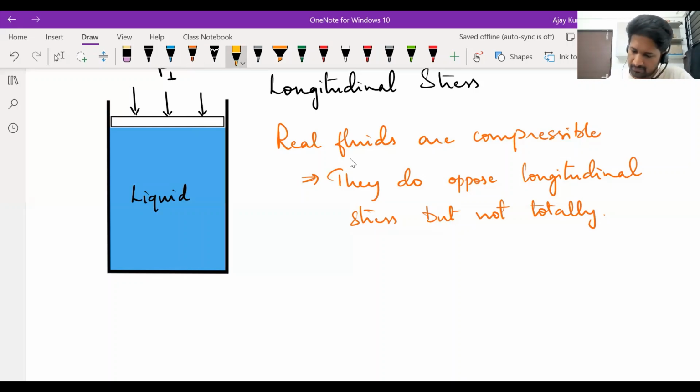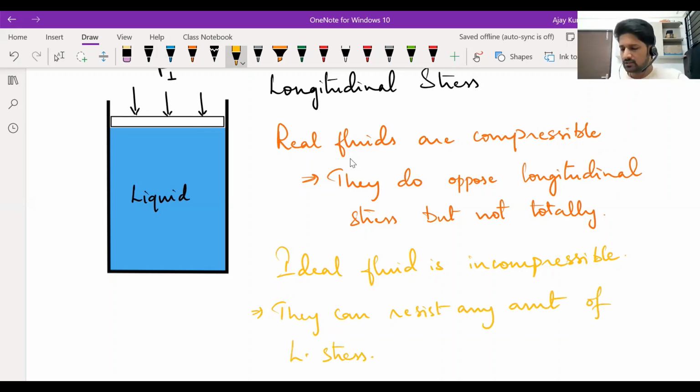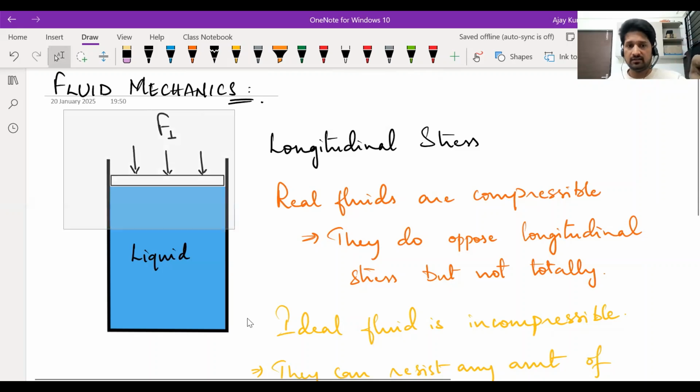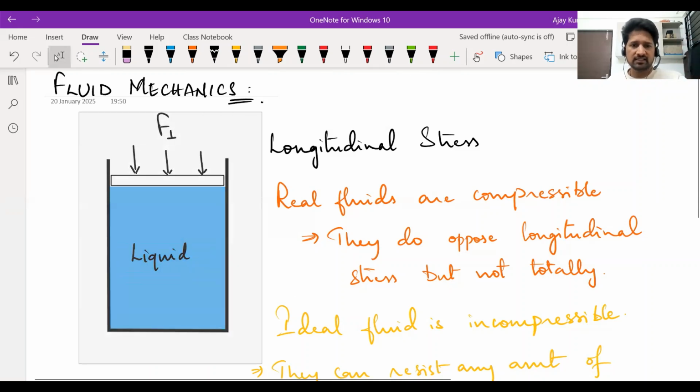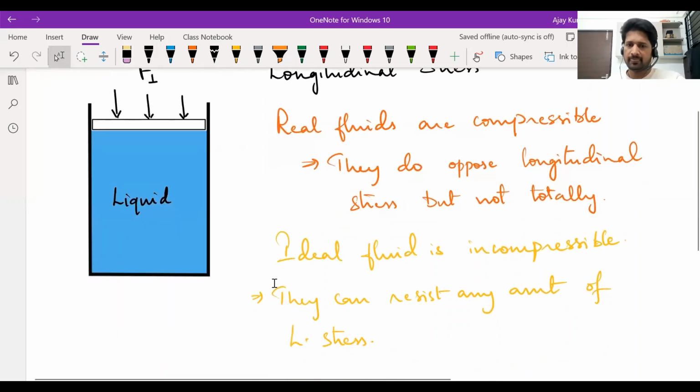So an ideal fluid is incompressible. What does that mean? They can oppose or resist any amount of longitudinal stress. So you apply stress, you will not be able to observe any deformation, which means you will not be able to observe any strain. Whether stress is less or high doesn't matter. High or low doesn't matter. Strain will be zero.